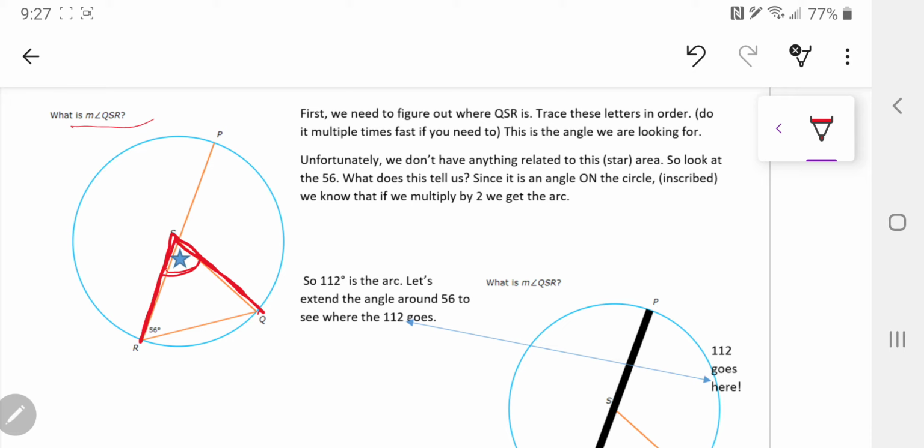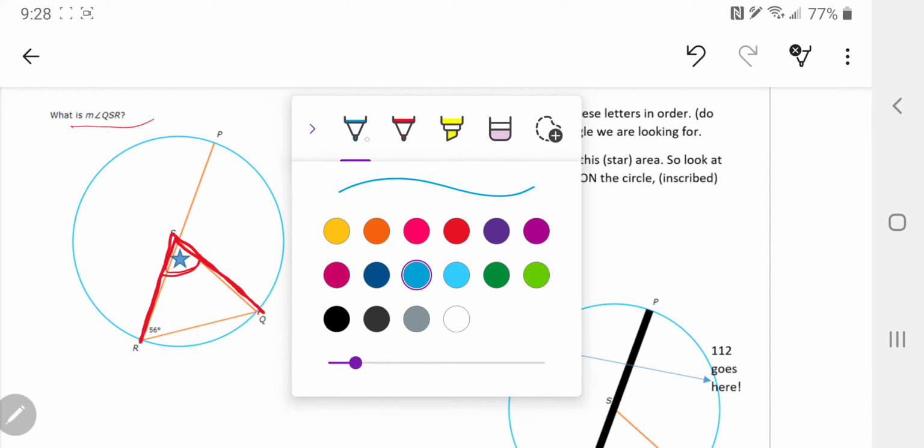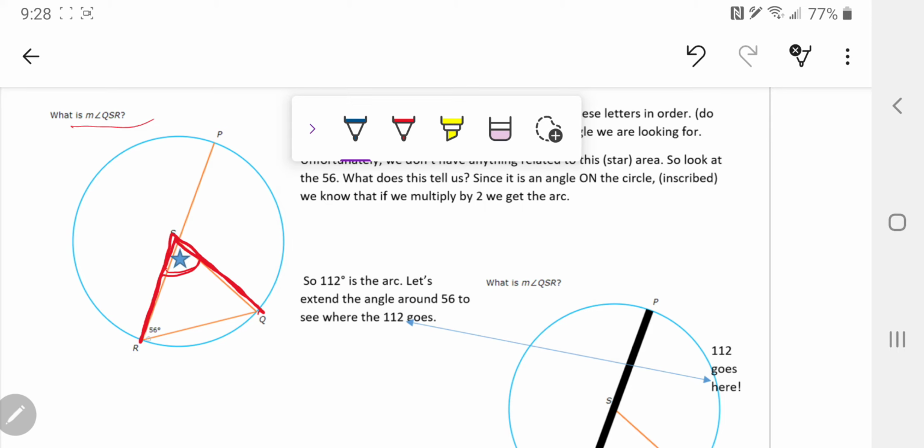But we don't have anything related to this so far. Like we don't have this angle. We don't have this angle. So we need to look at what we do have. So we have this 56. This one's a little tricky to see, but if you look at the 56 and you trace it, you know something about this part right here. If you trace it with your finger, it makes it a little bit easier.